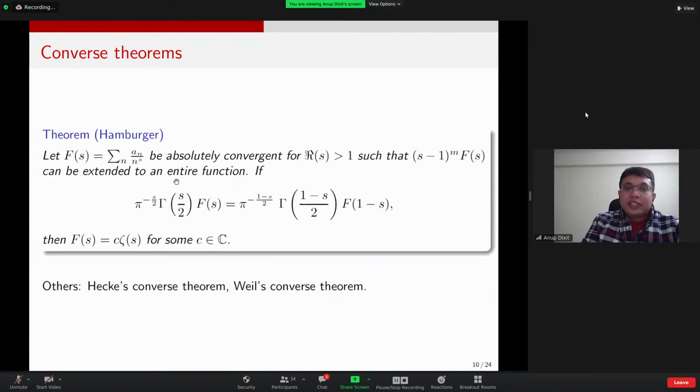Now there are other converse theorems for L-functions associated to modular forms and so on, which are Hecke's converse theorem and Weil's converse theorem, but we are not going to focus on that. I just thought of mentioning.